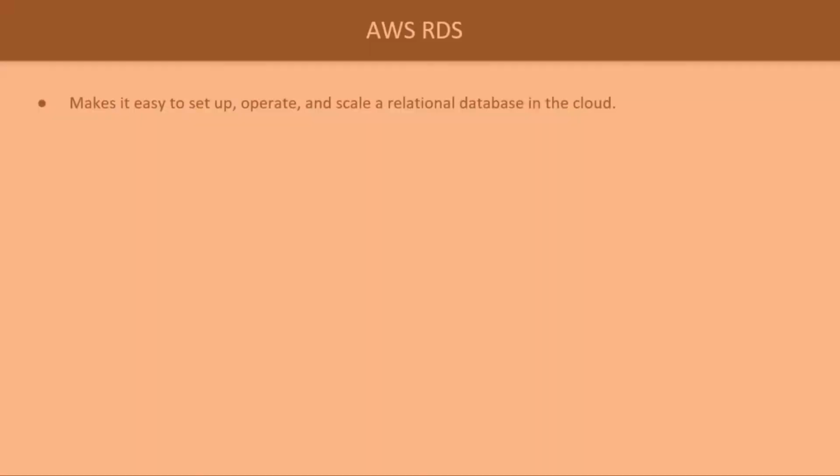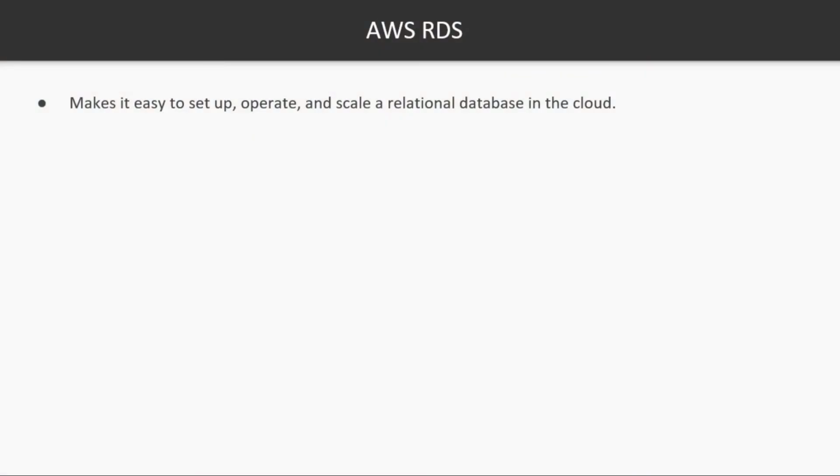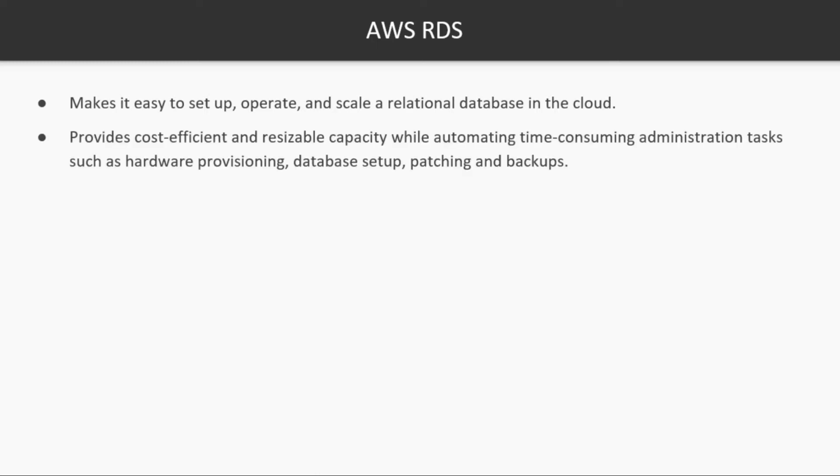Amazon RDS, that is Relational Database Service, makes it easy to set up, operate, and scale a relational database in the cloud. It provides cost-efficient and resizable capacity while automating time-consuming administrative tasks such as hardware provisioning, database setup, patching, and backups. It frees you to focus on your applications so you can give them the fast performance, high availability, security, and compatibility they need.